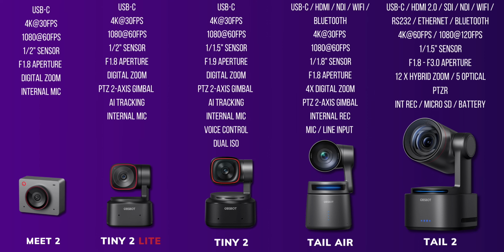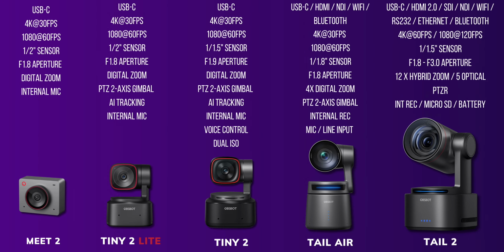Before we get into the side-by-side comparisons of the video quality and all that lovely stuff, let me just show you the specs real quick. I've chosen these cameras because they all support a minimum of 4K at 30 frames per second. Others go up to higher frame rates and things like that, so that's why I wanted to keep these cameras at that spec. We're going to start with the Meet 2 and work all the way through to the Tail 2.